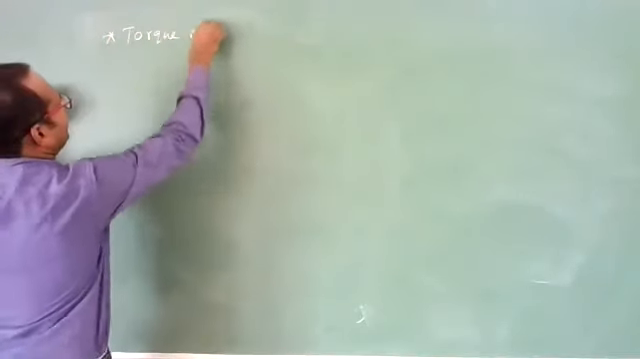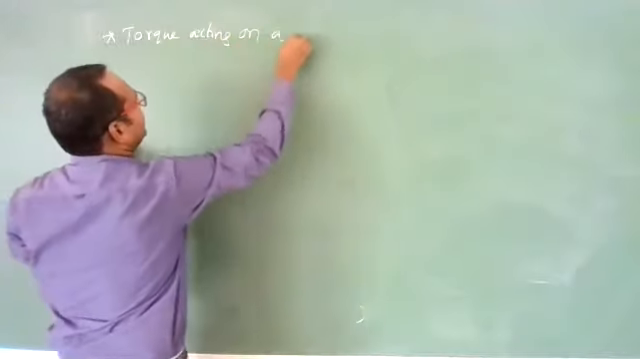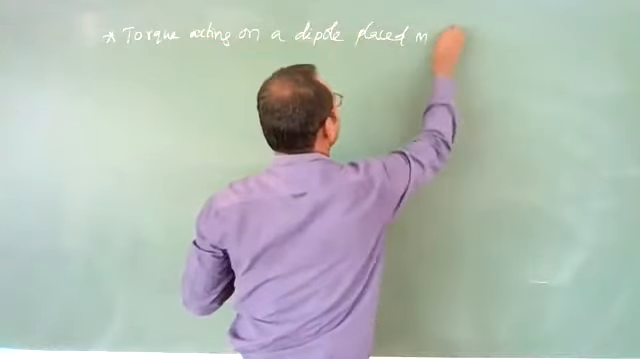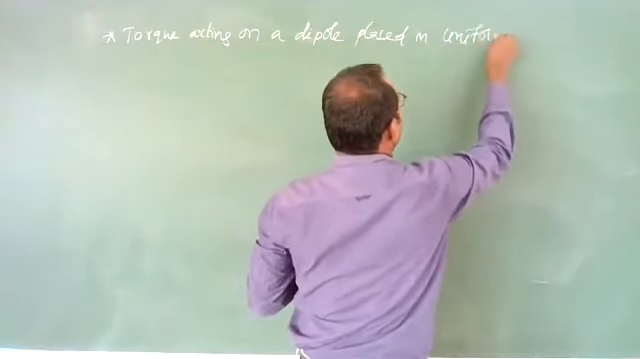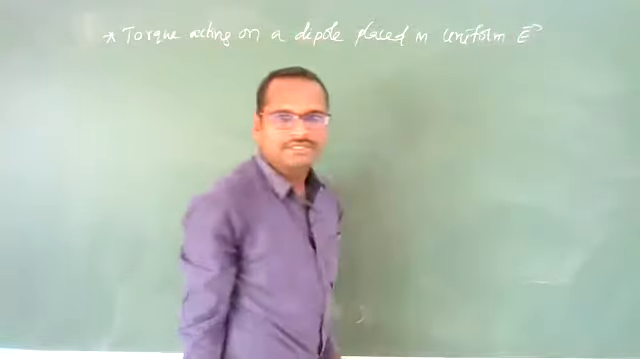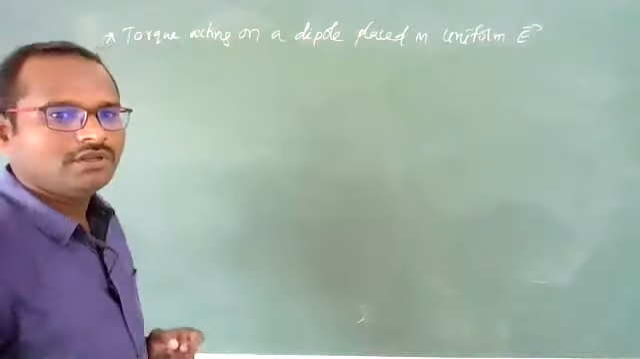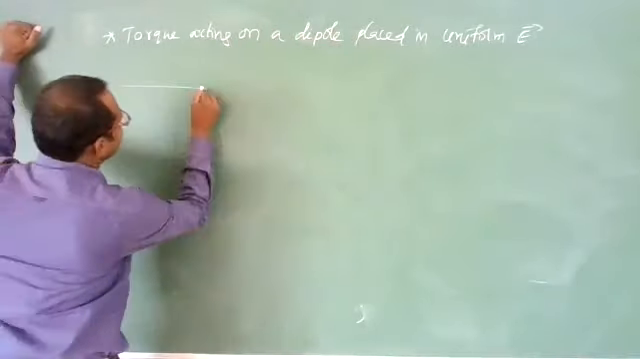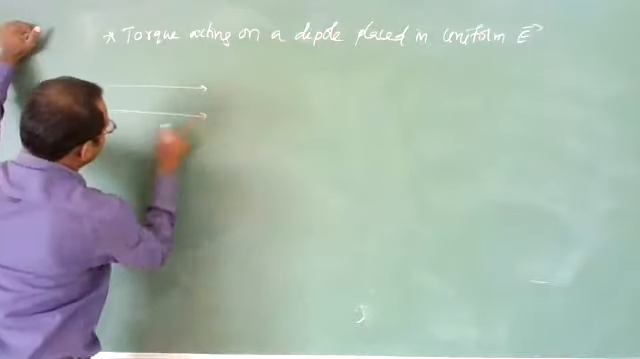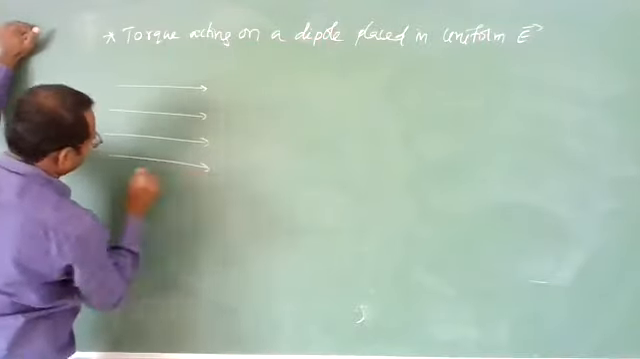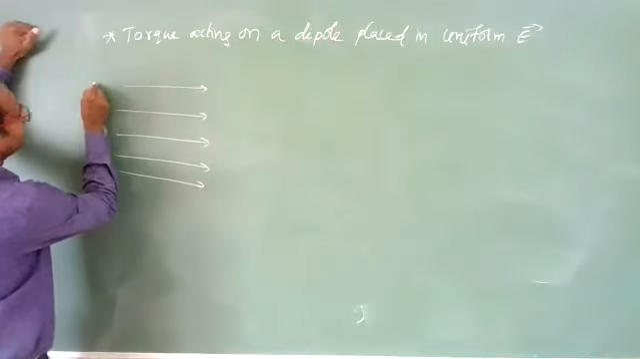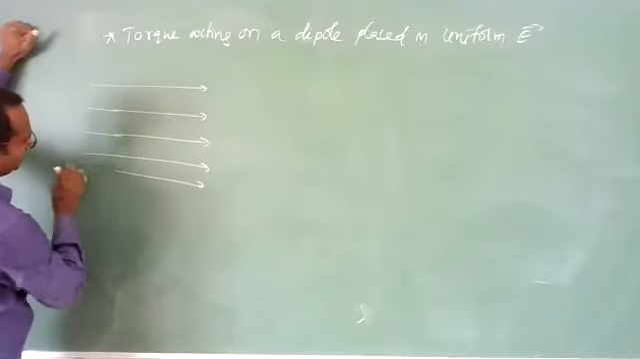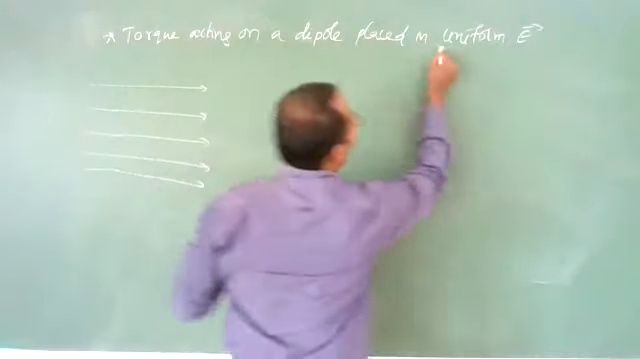torque acting on a dipole placed in a uniform electric field. In a uniform electric field, if you keep a dipole, what will happen? Let us see. Let us suppose this is an electric field, E. Yes, so this is a uniform electric field. I am taking it as a uniform electric field.